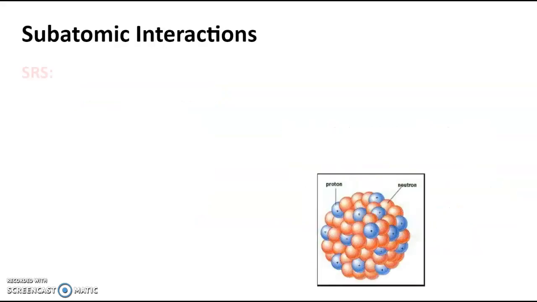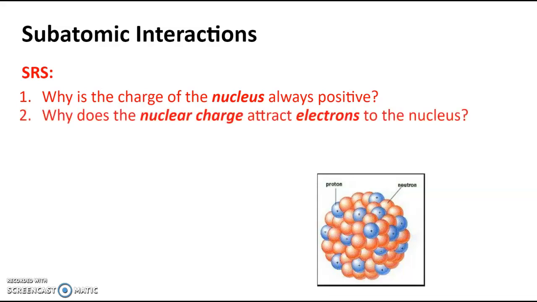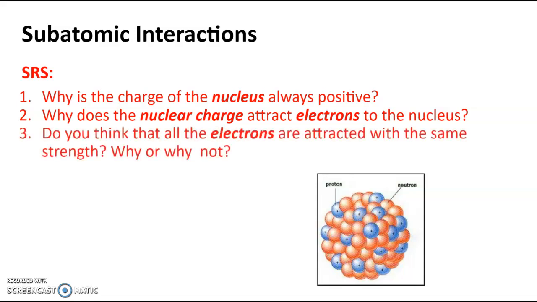Okay, so again, on your student response sheet, look at this image and answer the questions. Why is the charge of the nucleus always positive? Why does the nuclear charge attract electrons to the nucleus? And do you think that all electrons are attracted with the same strength? Why or why not?